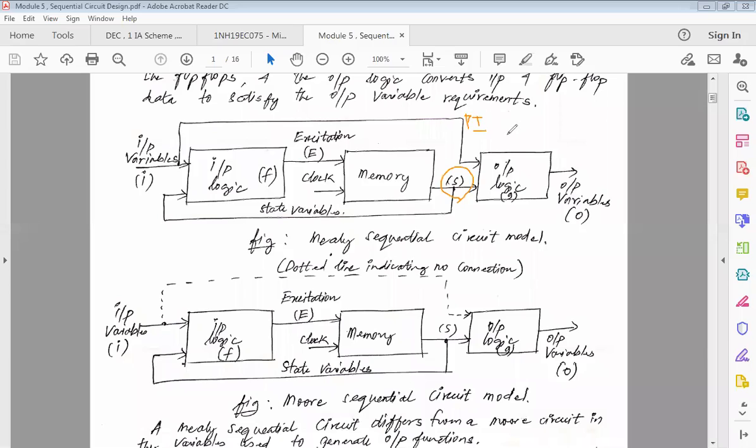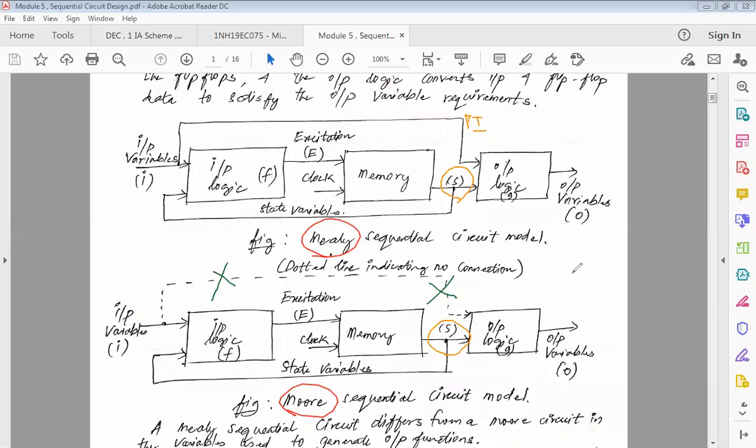So your output is actually influenced by the state of the memory and the present input. So whatever inputs you are giving and the state, which means the output of memory, if I have these two, then it is called Mealy modeling. Suppose I only have my memory state connected to the output logic, but we do not have the input variables. So it is not dependent on the present input, it's only dependent on memory. If it's only dependent on memory, then that kind of structure is called your Moore.